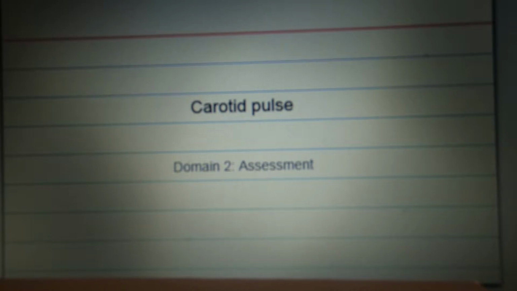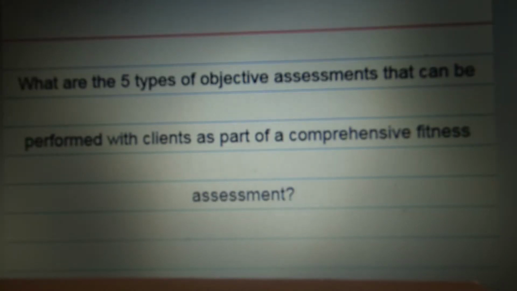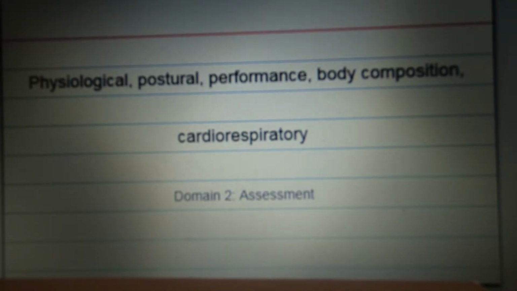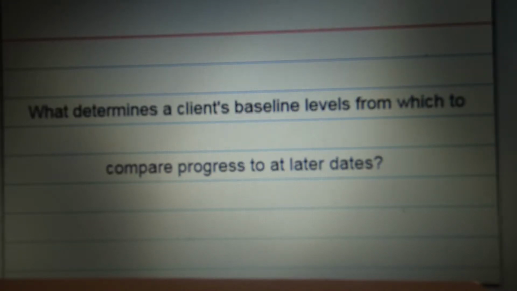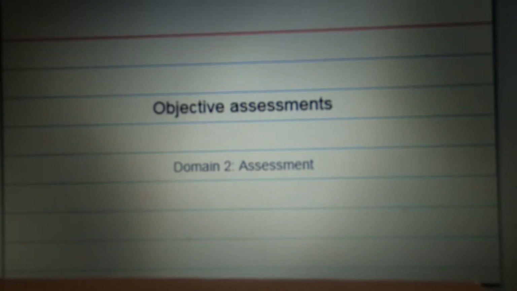Carotid pulse. What are the 5 types of objective assessments that can be performed with clients as part of comprehensive fitness assessment? Physiological, postural, performance, body composition, and cardiorespiratory. What determines a client's baseline levels from which to compare progress to at later dates?